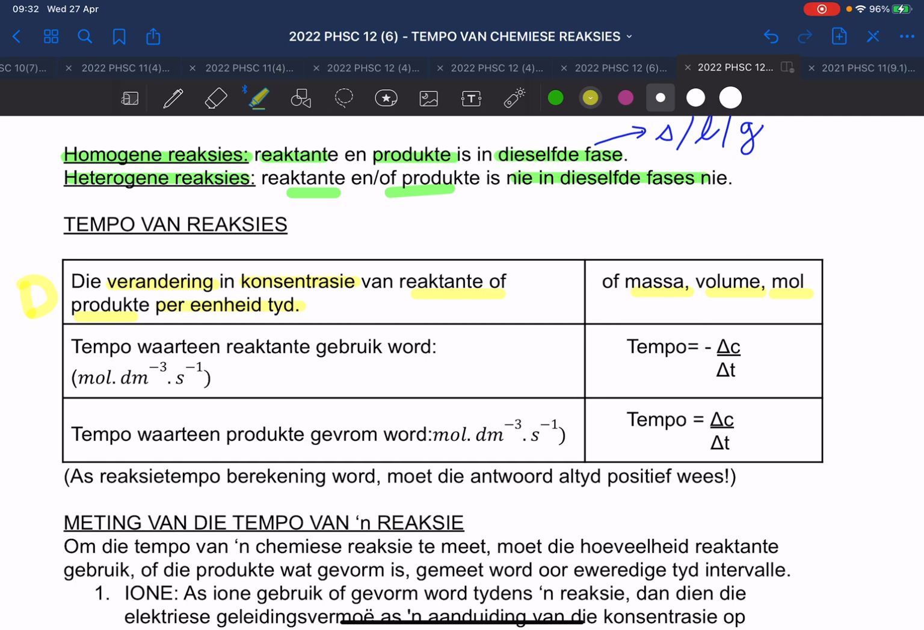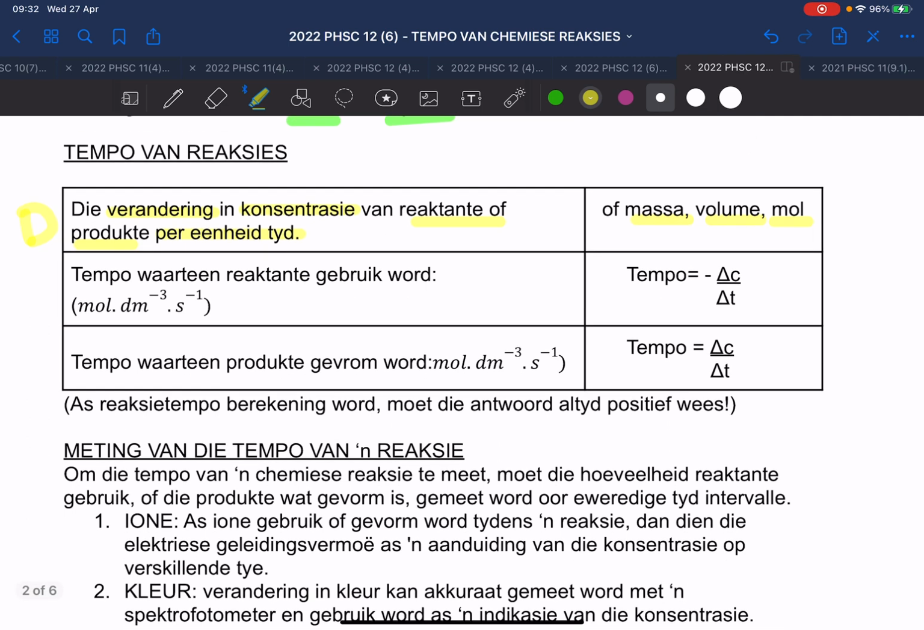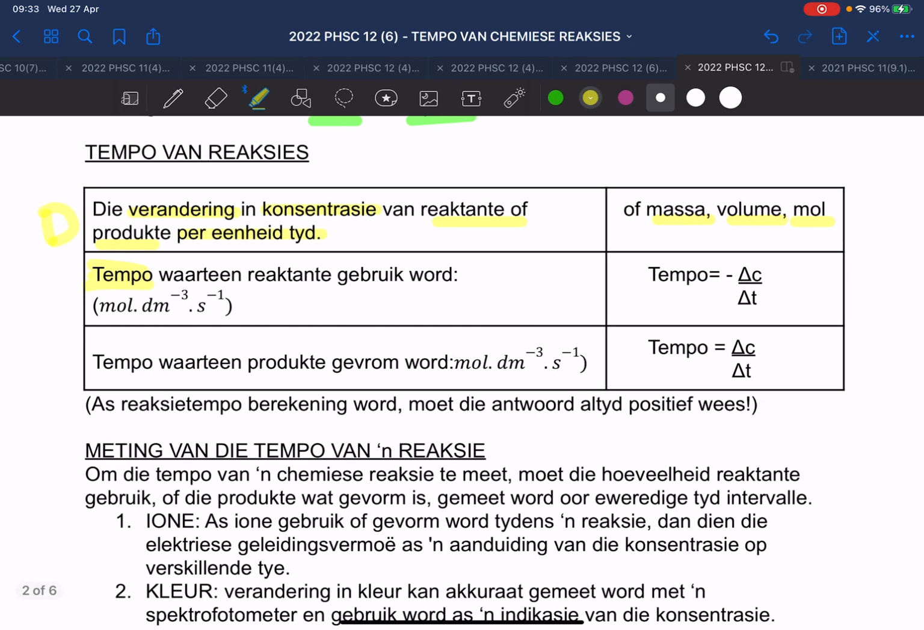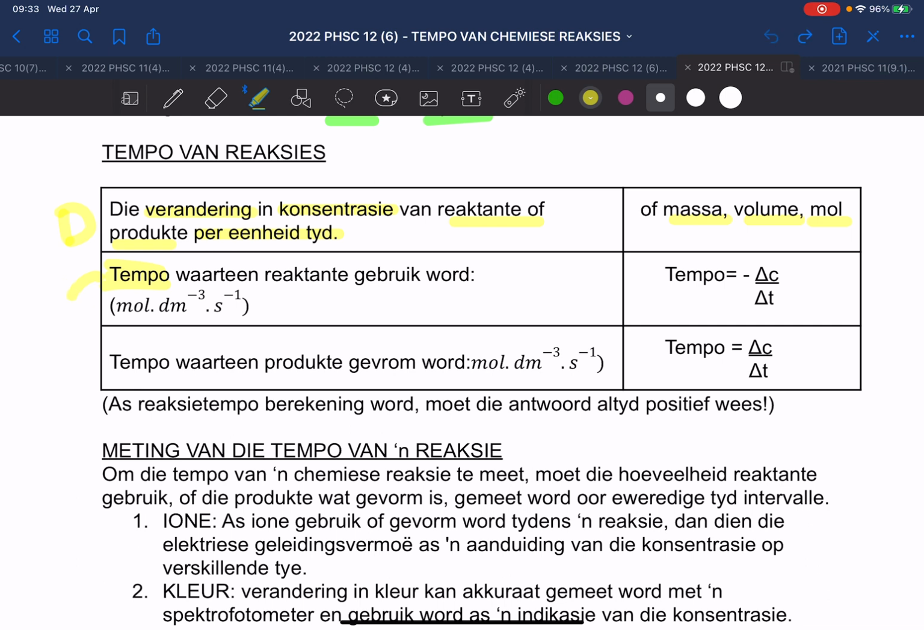Then you must be able to calculate the rate. Jy moet die tempo gaan bepaal. And rate, tempo beteken, as jy dit hoor, dink jy nou weer wat? Yes, if you hear the word rate of tempo, dink jy gedeel deur tyd. So what must you divide by time? Either the concentration, or the mass, or the volume, or the mole, or the whatever.